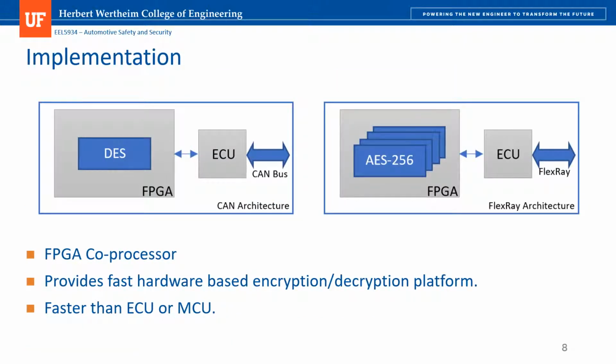So this is the architecture that I came up with. I went with an FPGA-based architecture that acts as a co-processor to the ECU. I chose an FPGA because it would be much faster to do these encryption algorithms inside of an FPGA versus doing it inside the ECU or a microcontroller. The concept here is that the ECU would pass the data contents from the message to the FPGA for encryption and decryption, and then the ECU would still talk to the bus as it normally would.